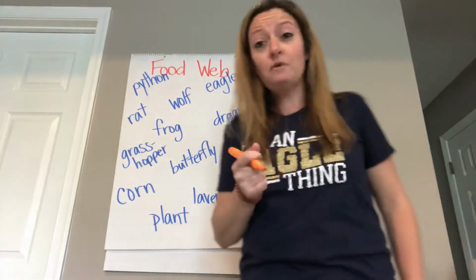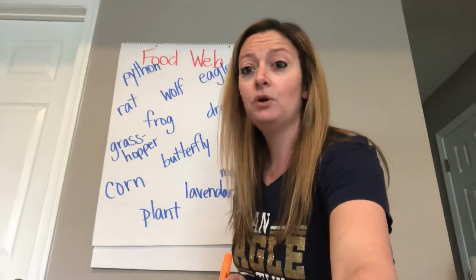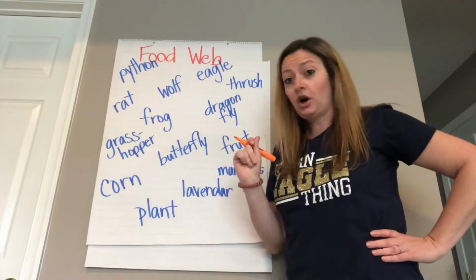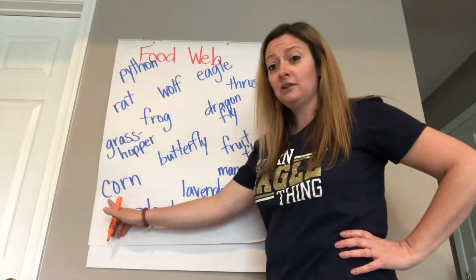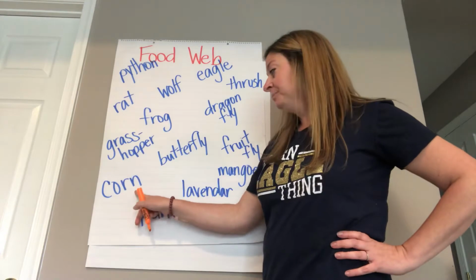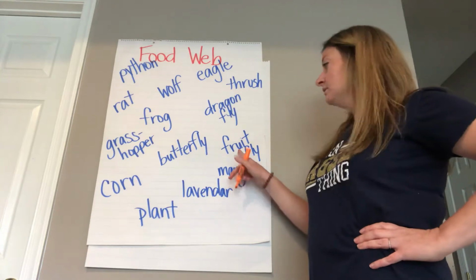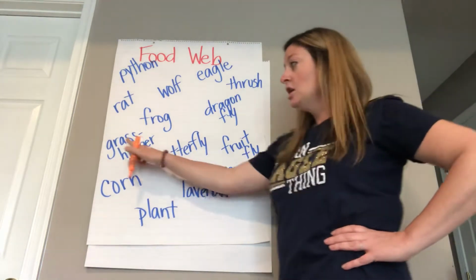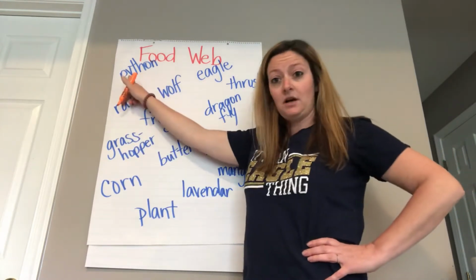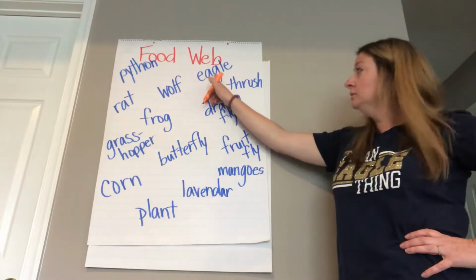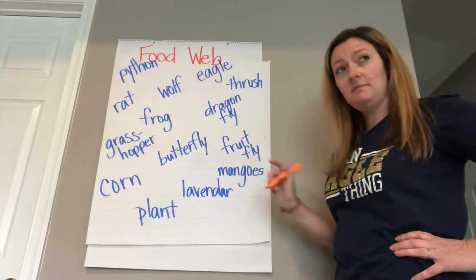All right, so you should have all your stuff together now. Let's take a look at what I have here. If you can see, I put all of our animals right here on this chart. So we have a mix of different animals and plants. Let's look down here. Let's read everything. We have corn, plant, lavender, mangoes, fruit fly, butterfly, grasshopper, frog, rat, wolf, python. Over here we have eagle, thrush, dragonfly, and fruit fly and mangoes over here.